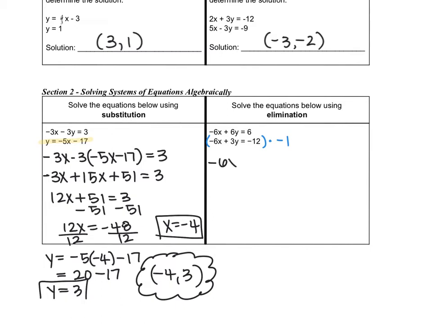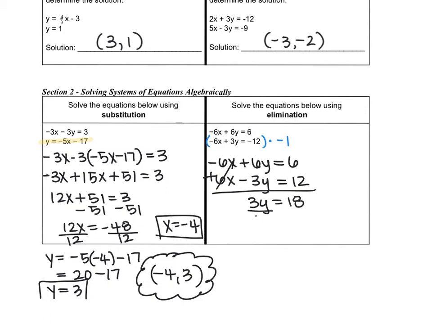So the first equation stays -6x plus 6y equals 6. The second equation becomes 6x minus 3y equals 12. So remember, with elimination, you always add the two equations together. The x's will cancel. 6y plus a -3y is 3y. 6 plus 12 is 18. Divide by 3, and we get y equals 6.